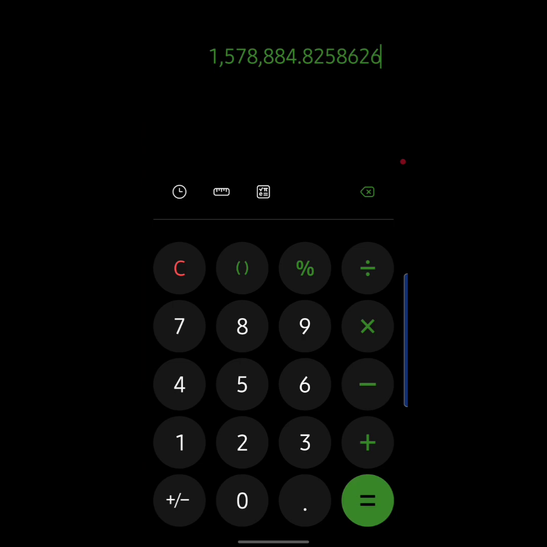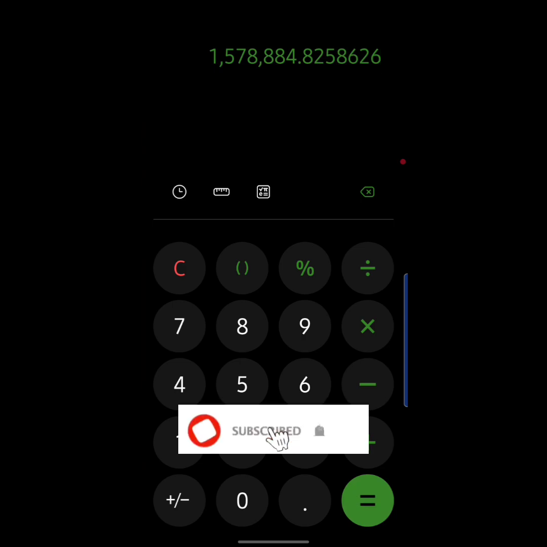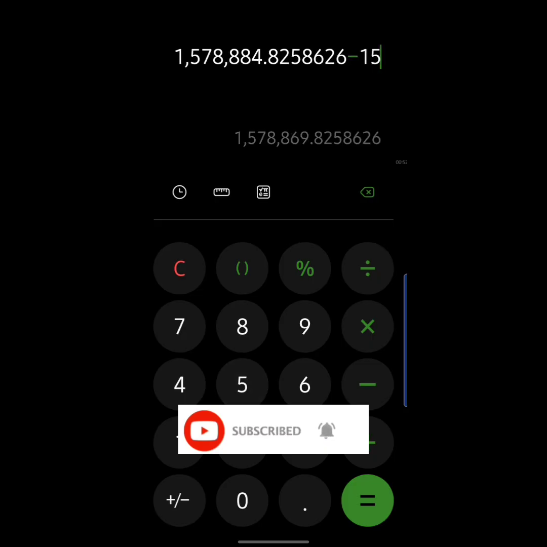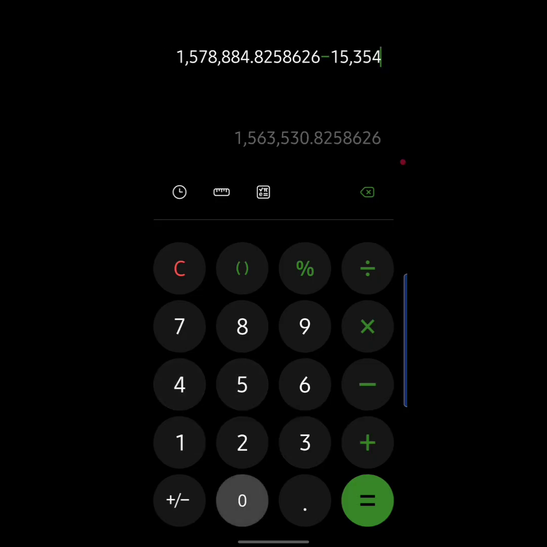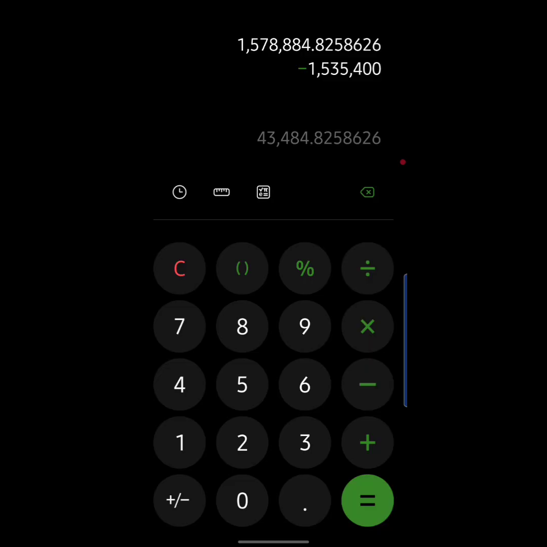So let's actually subtract this amount from the amount we used in buying USDT on the P2P section. Okay, I'm going to minus it right now by 1,535,400. Okay, so as you can see, our profit we'll be making after the sale of our Ethereum is going to be 43,484.8 naira. Okay, so guys, this is basically how you can actually make profit trading Ethereum right there on Bybit.